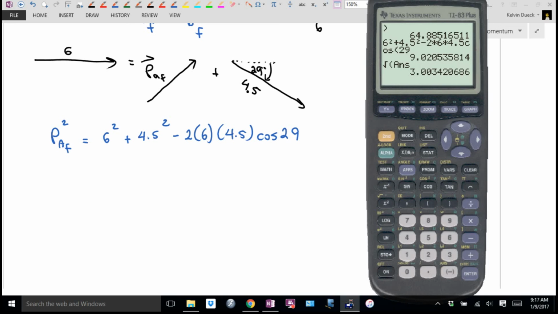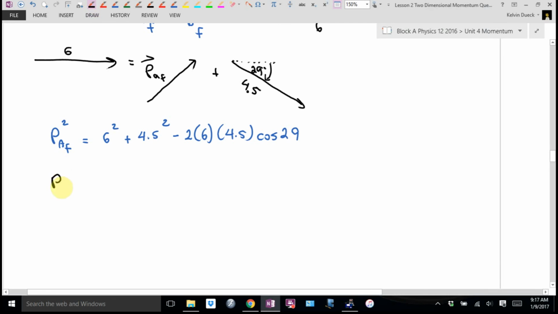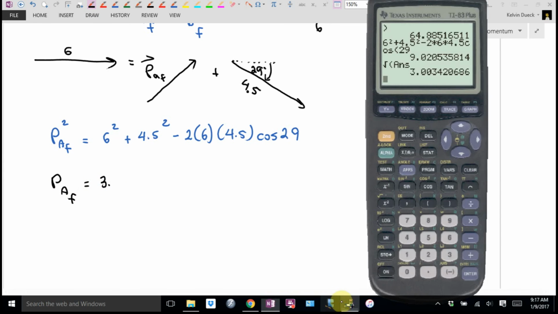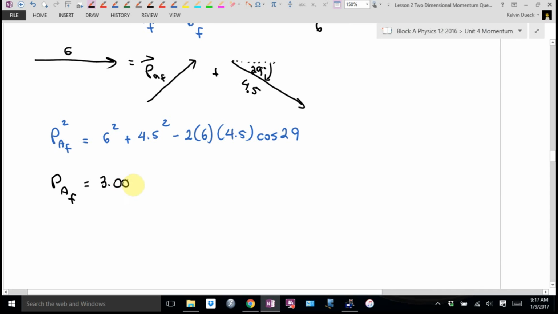And I'm going to get 3.00342, and I'm going to carry some extra sig figs, because this is not the answer. I'm going to use this to find the answer still. So I'm actually going to write the final momentum magnitude of object A is 3.00342. That's the momentum. It's not what they asked me to find. Sam, what did they ask me to find? Final velocity. How do I find velocity if I know momentum?